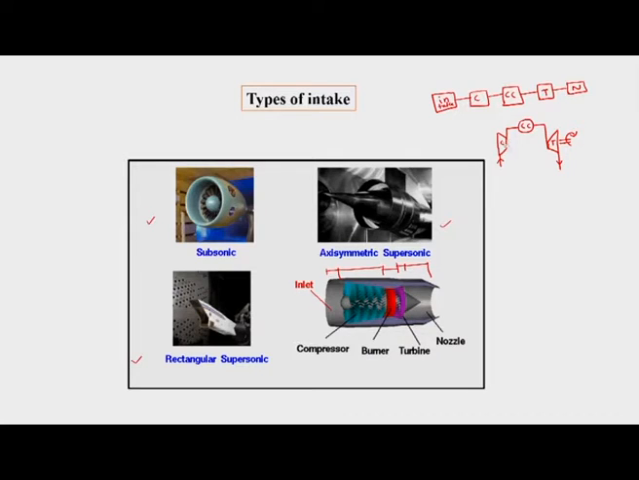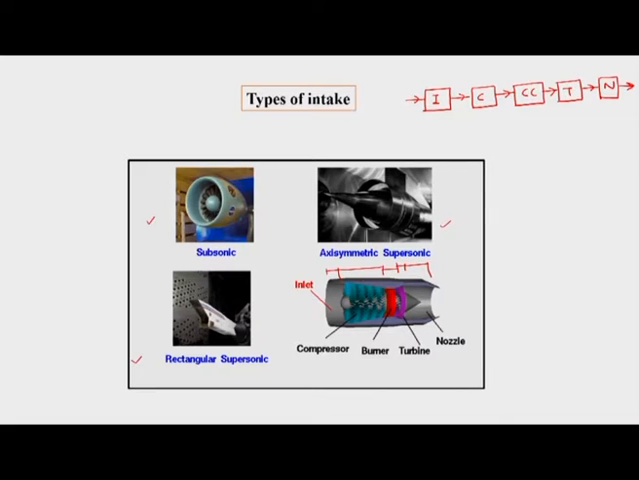A typical aircraft engine would have all these components, where air initially comes into the intake. From the intake it goes to the compressor, from the compressor to the combustion chamber, then from the combustion chamber to the turbine, and from the turbine to the nozzle. So this is the complete path of the air inside the gas turbine engine.